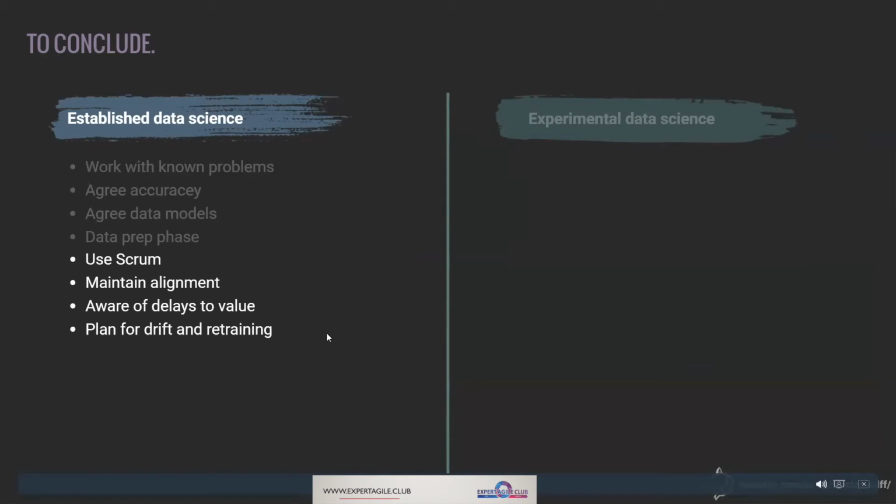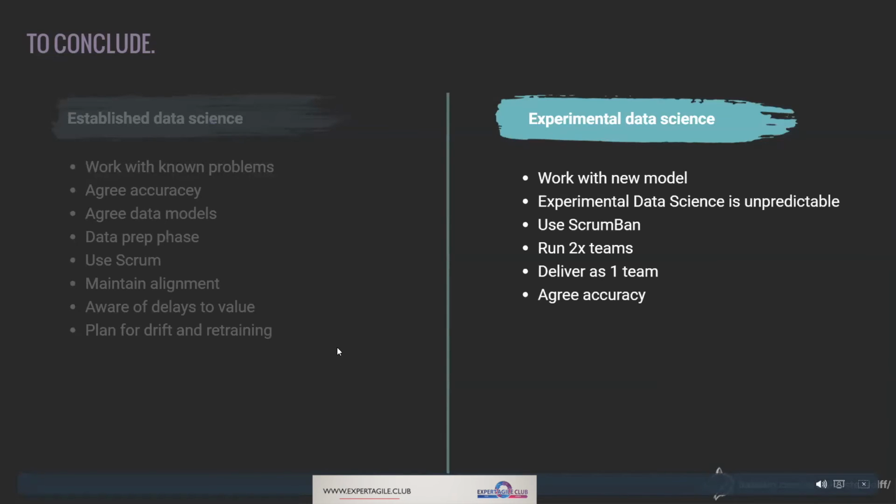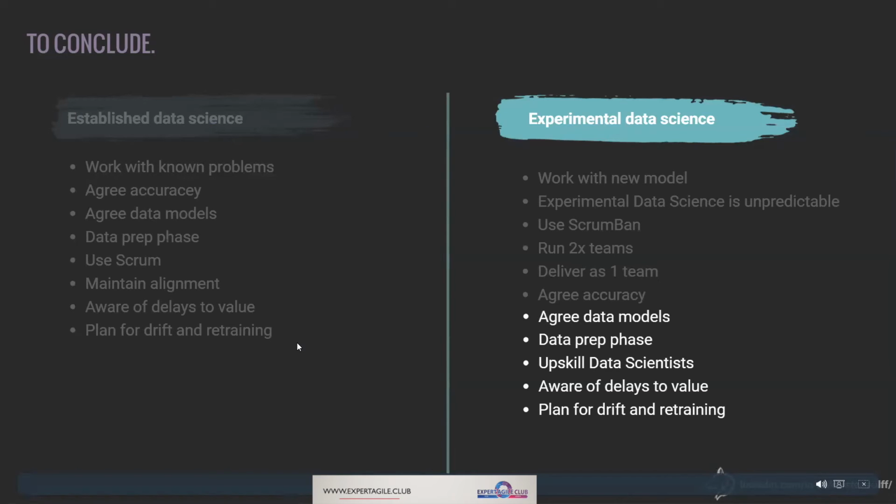Scrum works, but we need to maintain alignment between the components and disciplines within our Scrum team, to ensure they are consistently and continuously aligned with our users and with user stories. We need to be aware that not doing this and having stories that focus more on the disciplines will lead to delays in value. And we need to plan for drift and retraining, because even with a pre-established model and established data science system, there will be drift and retraining will be needed.